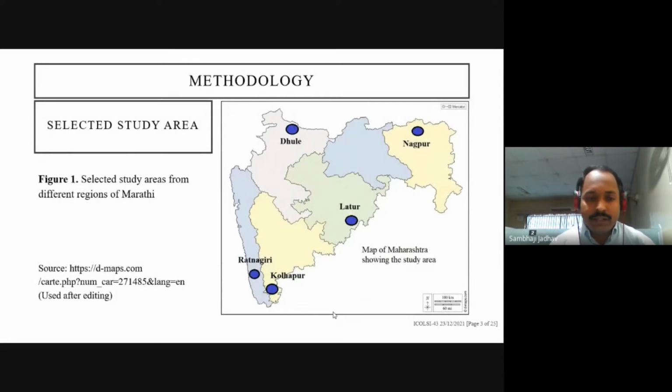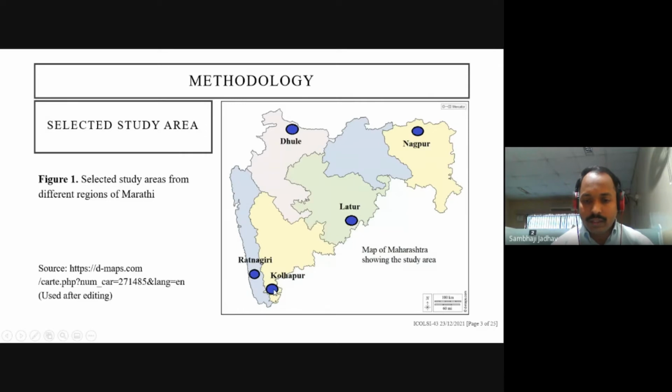This is my study area. This is a map of Maharashtra, where you can see the regions. This is the Konkan region. I have selected Rajapur data, which is the southern part of the Konkan region. Here I have taken data from Chandgad, which is a part of Kolhapur.